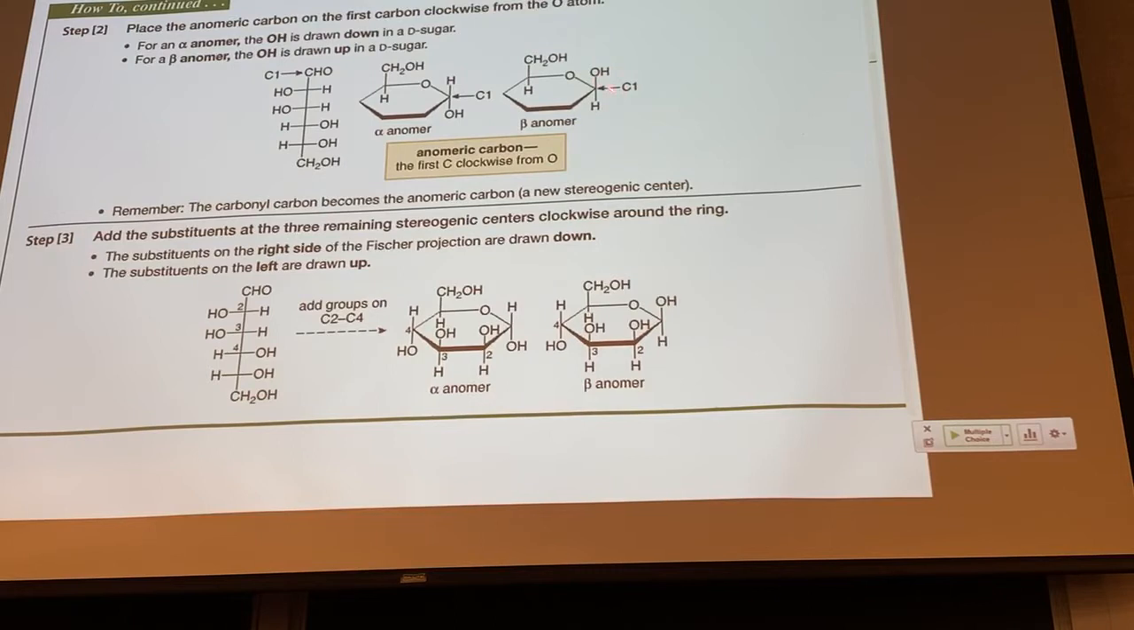If it's beta, that OH at the anomeric carbon is cis to the primary alcohol, always going to be pointing up if it's a D sugar. Okay? And so now we just have 3 more stereocenters to fill in.